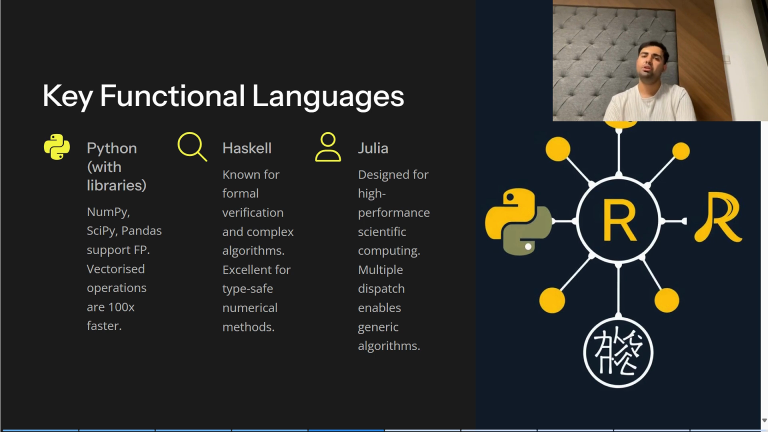Then we have the key functional languages. We have Python with libraries such as NumPy, SciPy, Pandas. All of them support functional programming. Then we have Haskell, known for formal verification and complex algorithms. It's excellent for type-safe numerical methods. Then we have Julia, designed for high-performance scientific computing. Multiple dispatch enables generic algorithms.